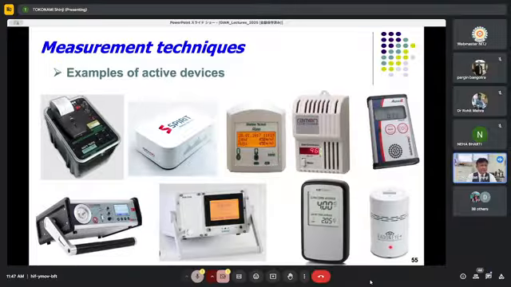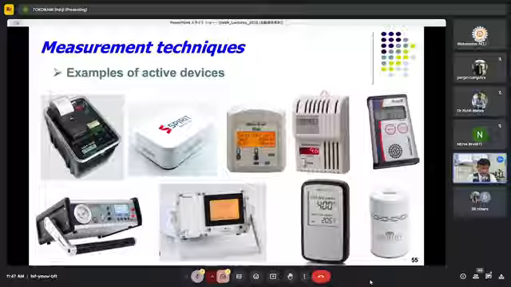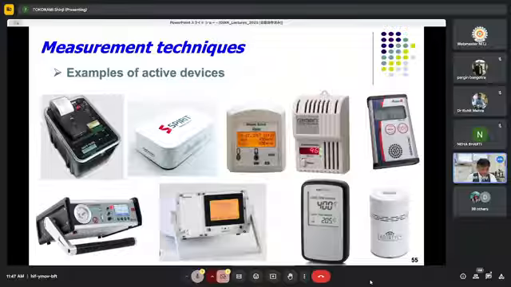Here is an example of active devices. This device is based on the electrostatic collection method. This is commonly used alpha guard, based on pulse type ionization chamber. There are many types of radon monitors.